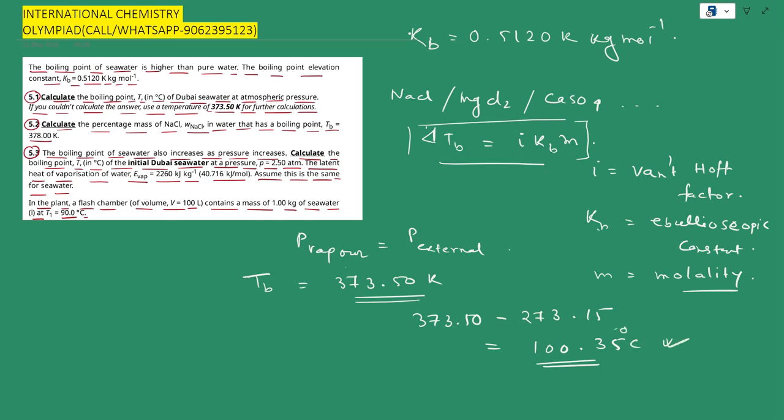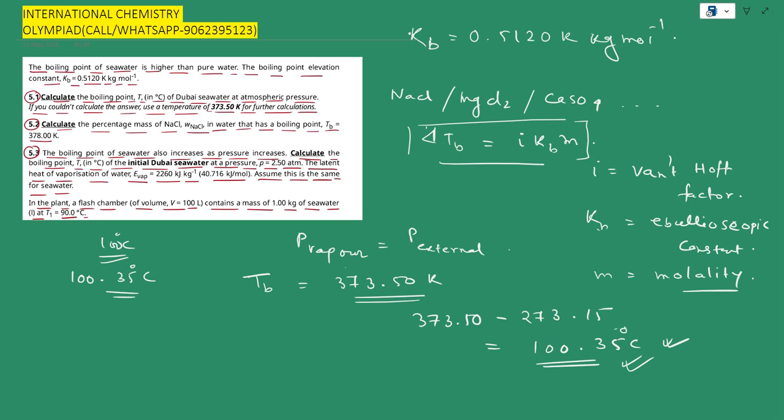Okay. So what is the final answer for question number 5.1? That is 100.35 degrees Celsius. Okay. Now pure water boils at what? 100 degrees Celsius. We all know that. And the Dubai sea water boils at 100.35 degrees Celsius. So tiny increase. But chemistry says like I notice everything.